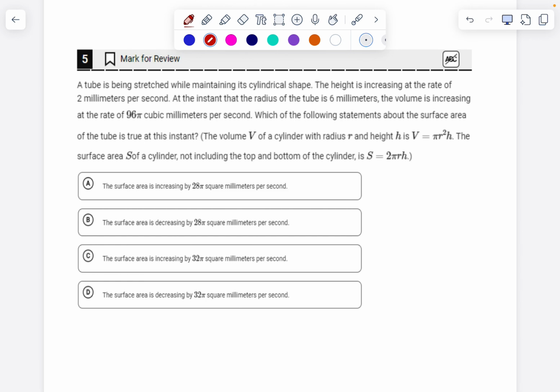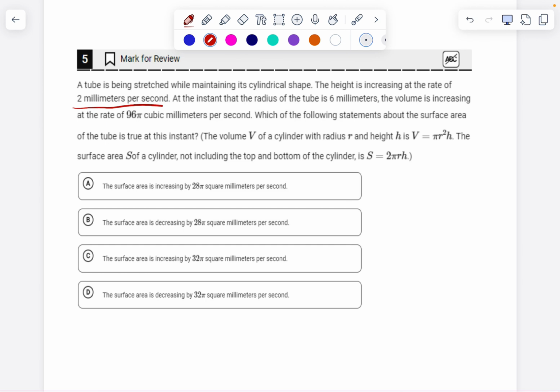Think about taking like a bike tube if you've ever done that, or those exercise bands or tubes. When you pull them, what happens to the diameter of the tube? Yeah, it's skinnier, right? Same even with the rubber band. They're just not cylindrical. So this tube is being stretched while not flattening out. It's staying cylindrical. The height is increasing.